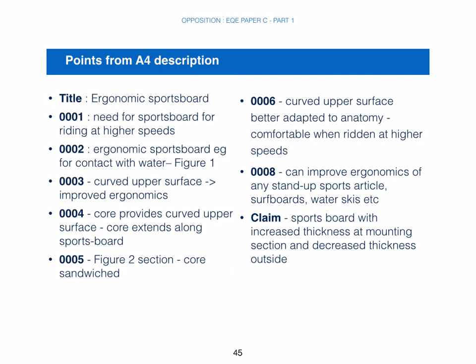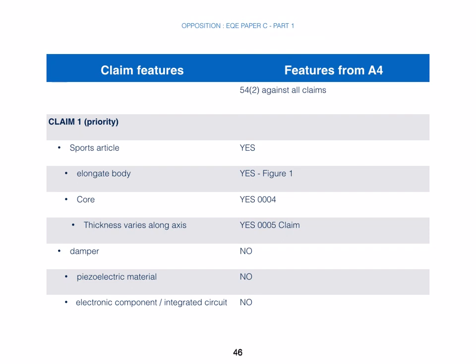Now we turn to the claim in the matrix. Claim 1, priority sports article, yes. Elongate body, yes, figure 1. Core, yes, paragraph 4. Thickness varies along axis, yes, paragraph 5, and claim. Damper, no. Piezoelectric material, no. Electronic component with integrated circuit, no.